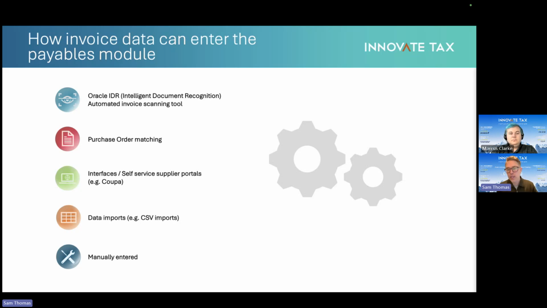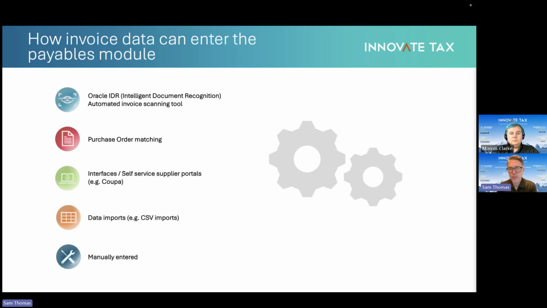So there's multiple different ways that information can get into Oracle. Whether that be through scanning tools, a lot of businesses use the IDR product that Oracle supply as part of the financials suite. Or it could be coming from purchase orders or interfaces from outside of Oracle, bringing in data. And imports as well from CSV files, for example. But there's lots of different ways that invoice transactional information can come into the system. And once it's into the modules in Oracle, that's where our automation happens behind the scenes.